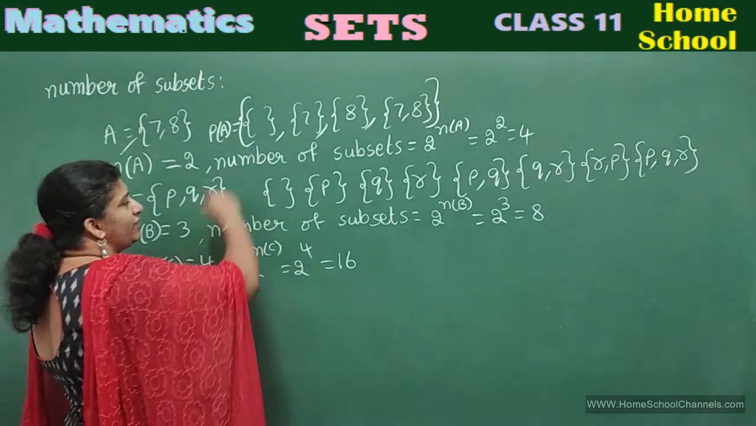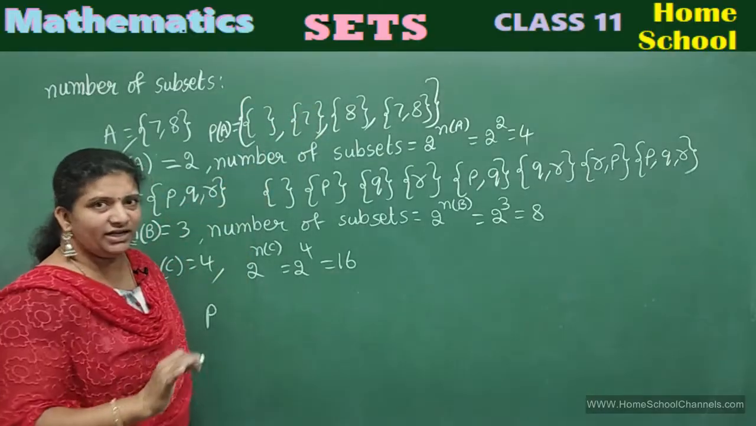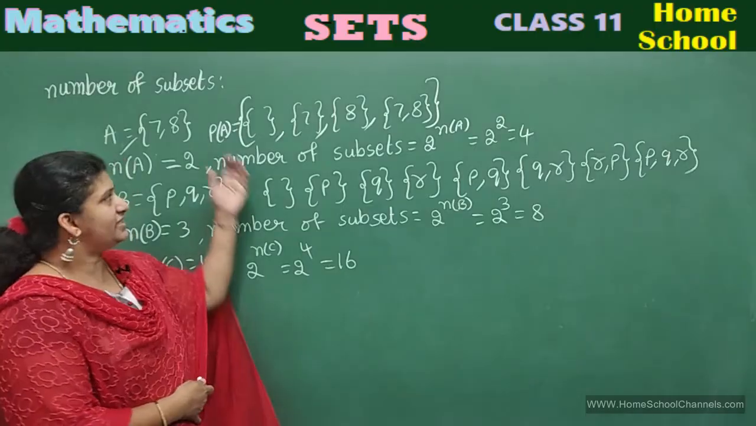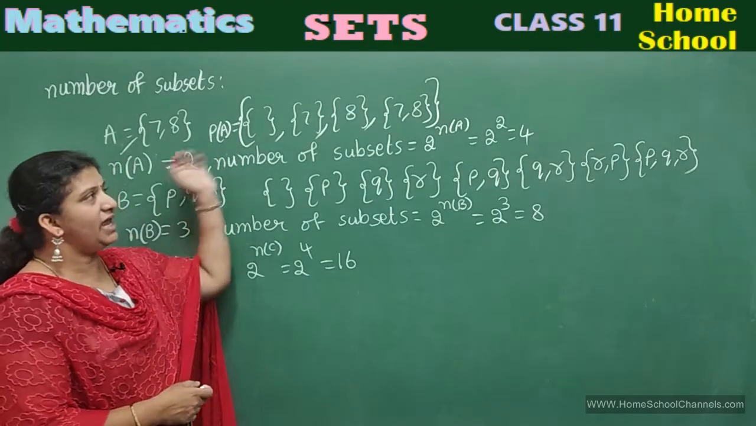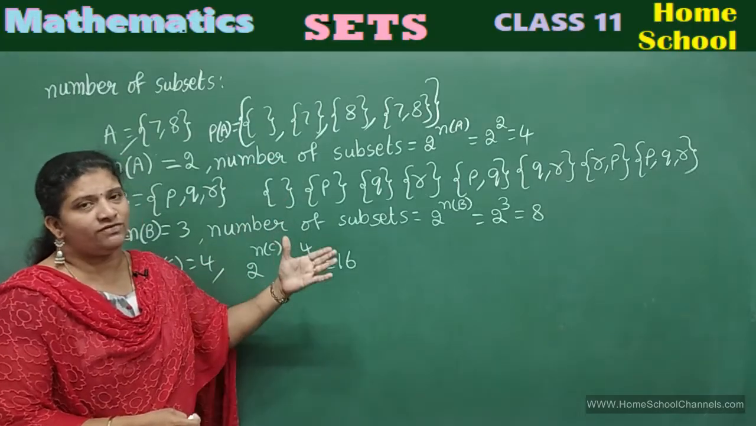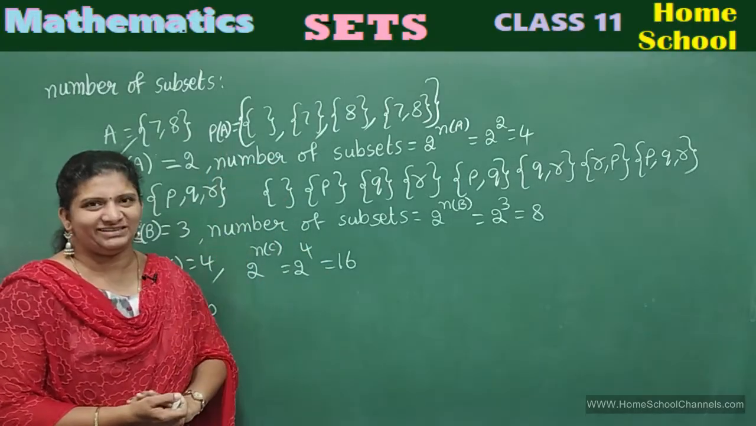See here, what is the difference? All the subsets I have written with commas and enclosed with the flower bracket. This is a power set. How many elements are there? If you know the number of subsets, that is the number of elements contained in the power set.